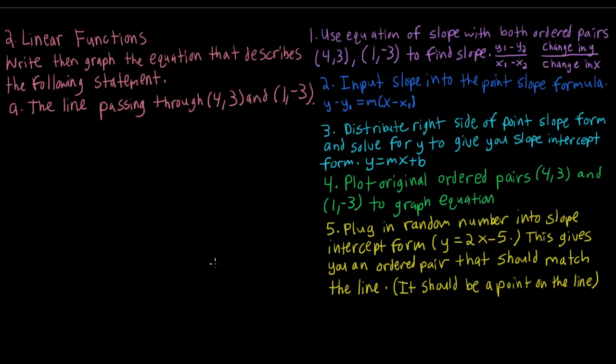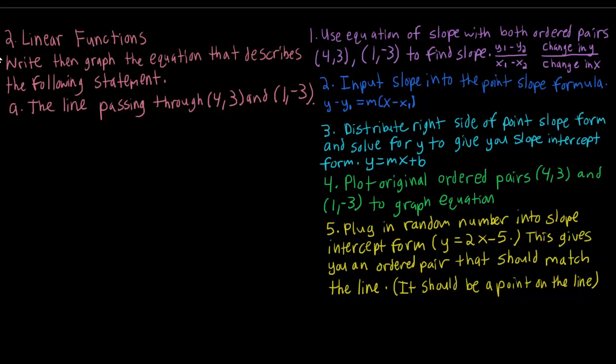(2a) Linear functions. Write then graph the equation that describes the following statement. The line passing through ordered pair (4, 3) and ordered pair (1, -3). With this equation, you're trying to graph a line, and you need to find the slope, and make sure that all the results that you get are correct. So let's just start with step 1.